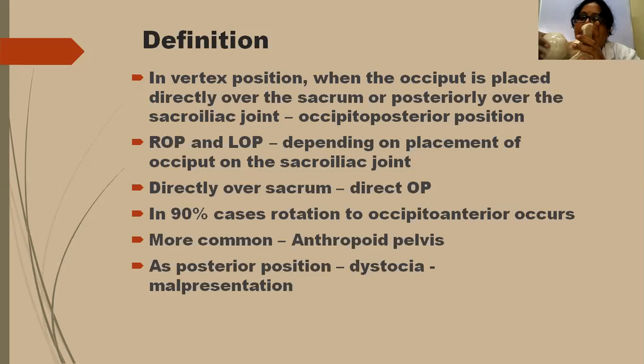But what happens in occipito-posterior position? This portion, the occiput, is placed over the sacroiliac joint. See, this is the sacroiliac joint. It is placed obliquely over the sacroiliac joint, or directly over the sacrum like this. So when the occiput is placed posteriorly directly over the sacroiliac joint or over the sacrum, it is called occipito-posterior position.